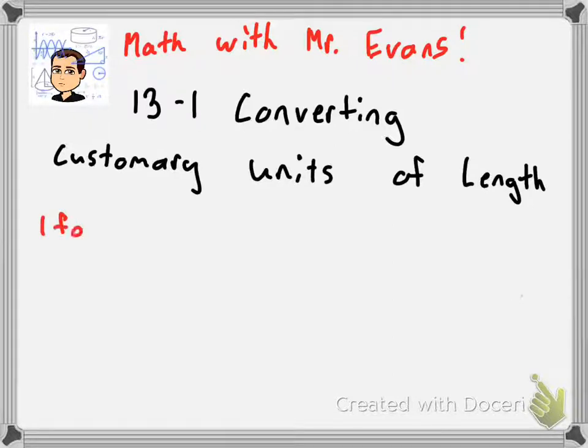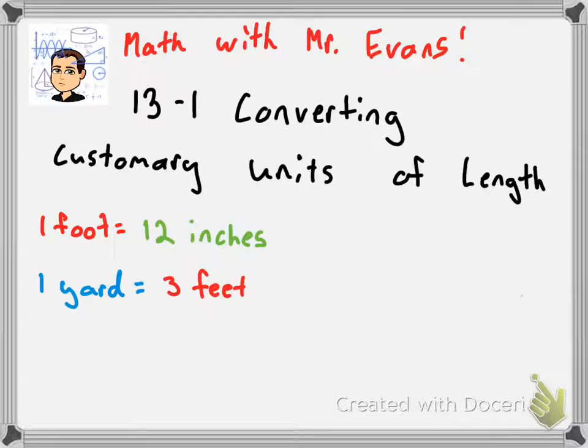We've got 1 foot, which is equal to 12 inches. So 1 foot and 12 inches are the same length. Okay. 1 yard, think of a yardstick, is equal to 3 feet, which is also equal to 36 inches. So 1 yard, 3 feet, and 36 inches are all the same length.